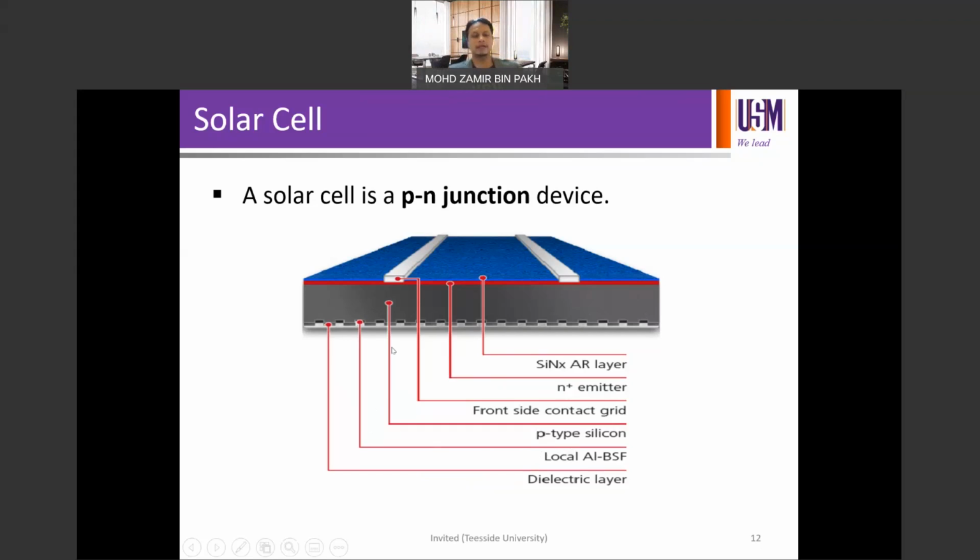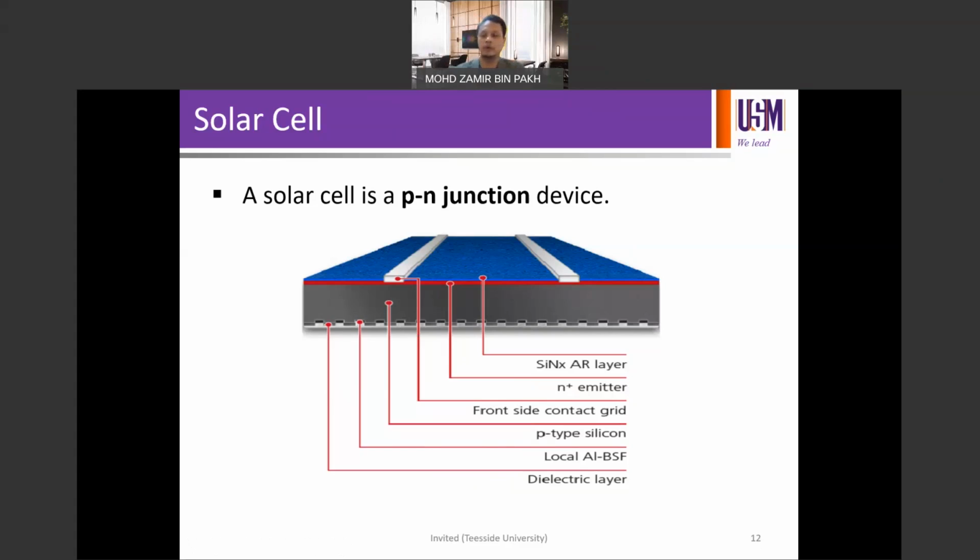So in essence, we have a p-n junction in the middle, and then we have ARC on the front, a BSF at the back, and we have two sides of the metal contacts, the negative side on the front side and the positive side at the back side, in order to collect the carriers. And the P and N side can be switched accordingly, according to your technology.